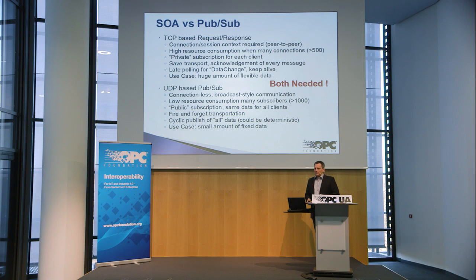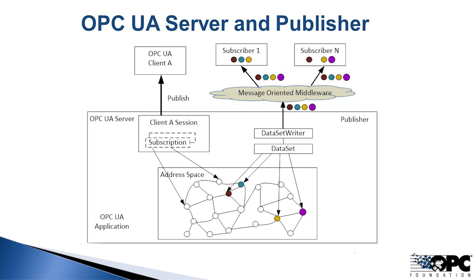And for that, it's better to use a broadcast approach. So sending out the information once, and everybody who's interested can just listen to it. That is the pub-sub mechanism. For both, we have use cases today. And so what I want to show you here is an OPC UA server application that has implemented both communication mechanisms. On the left side, you can see the client-server request response.